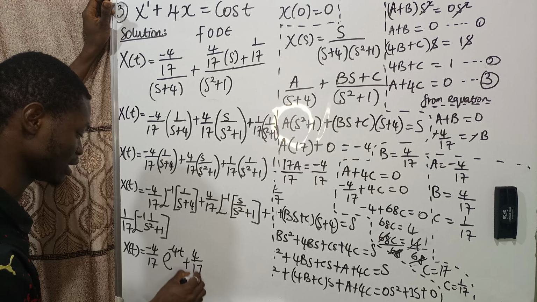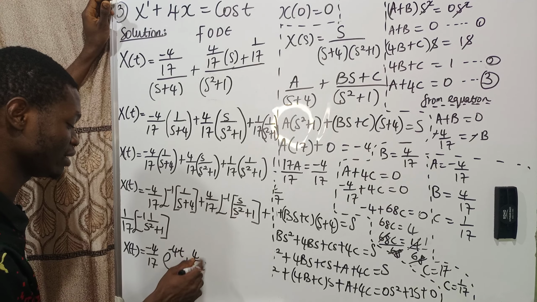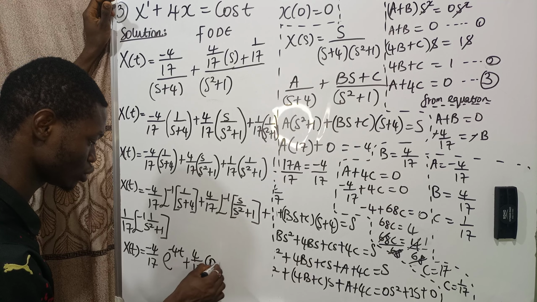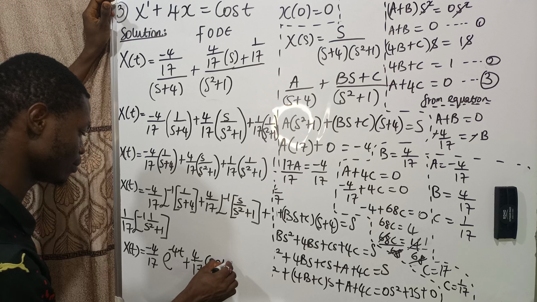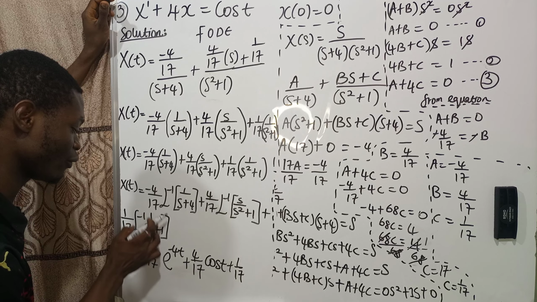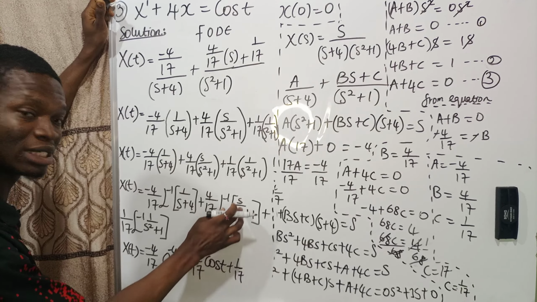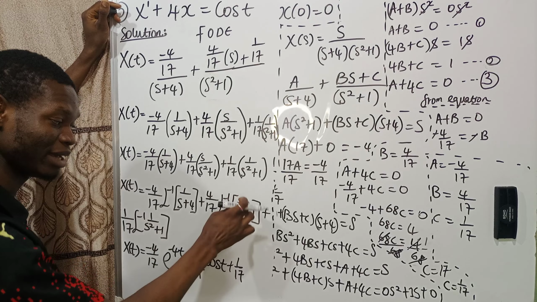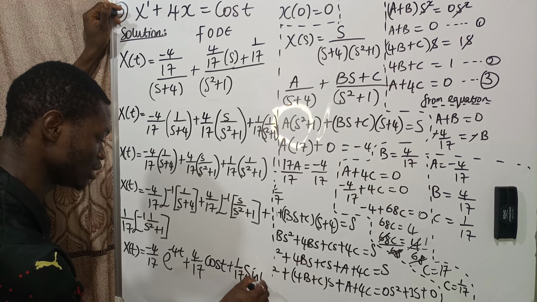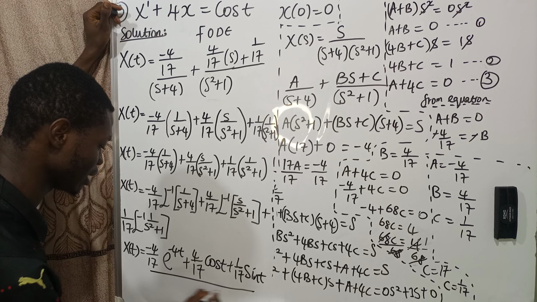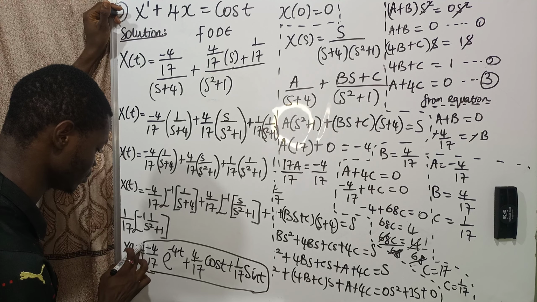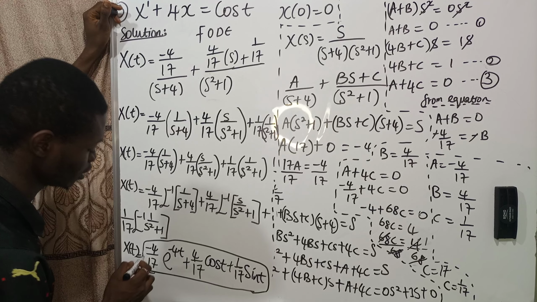Plus 4 over 17 times the inverse Laplace transform of s over s squared plus 1, which is cos t. Then plus 1 over 17 times the inverse Laplace transform of 1 over s squared plus 1. The difference between sine and cos is that cos has s on top, but sine has 1. So it will be sine t. So this is our answer.